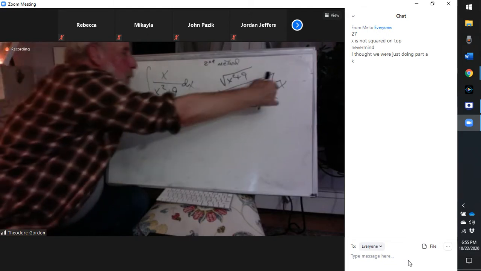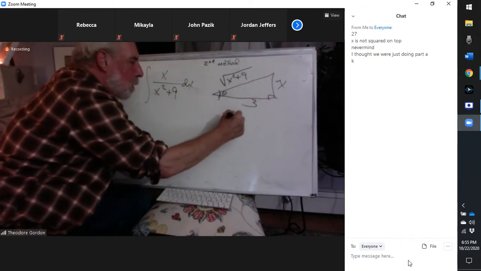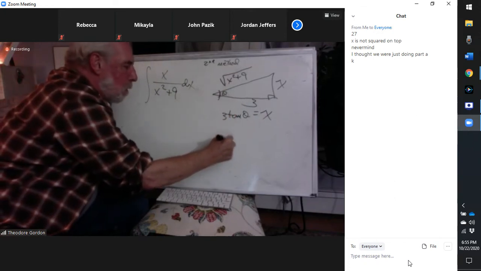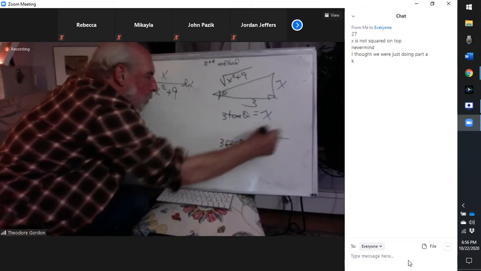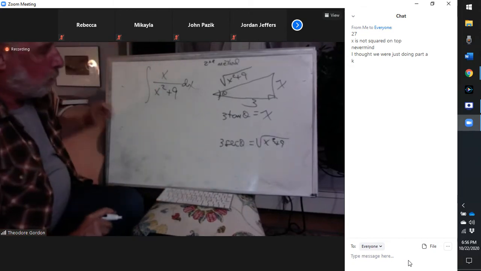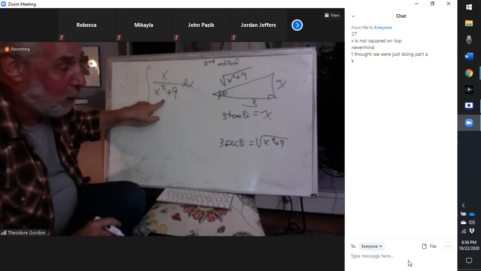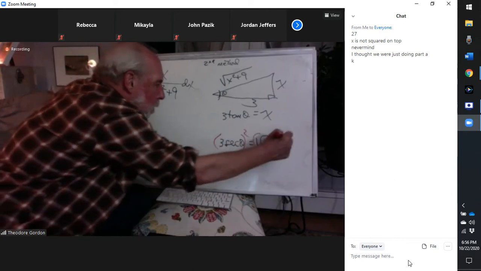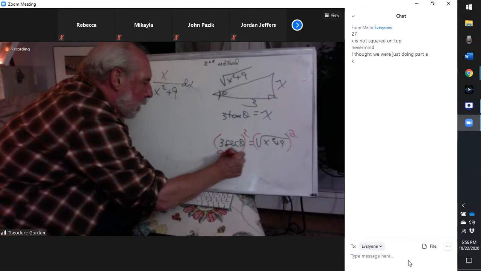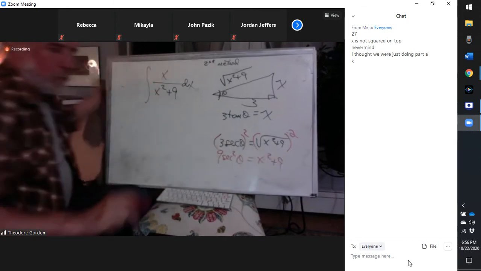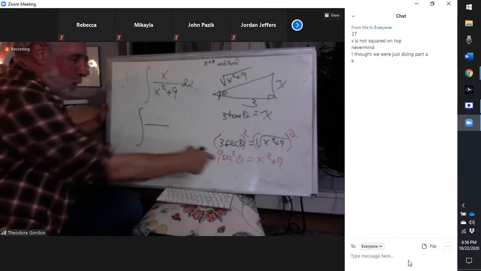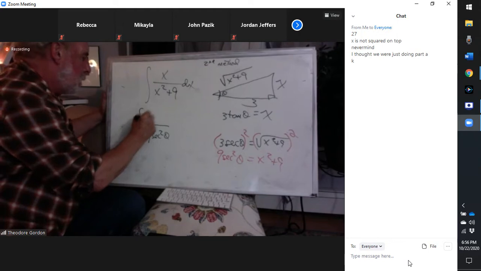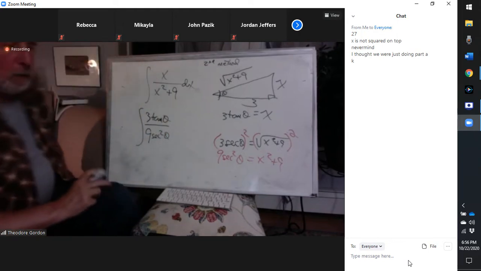Right, now we pull it off. Opposite over adjacent is tangent. And hypotenuse over adjacent is secant. But we don't have a square root of x squared plus 9 over here. We have x squared plus 9. So that will be 9 secant squared theta is equal to x squared plus 9. So our integral becomes, on the bottom, we get this. On the top, we have x, which is this. So far, so good?